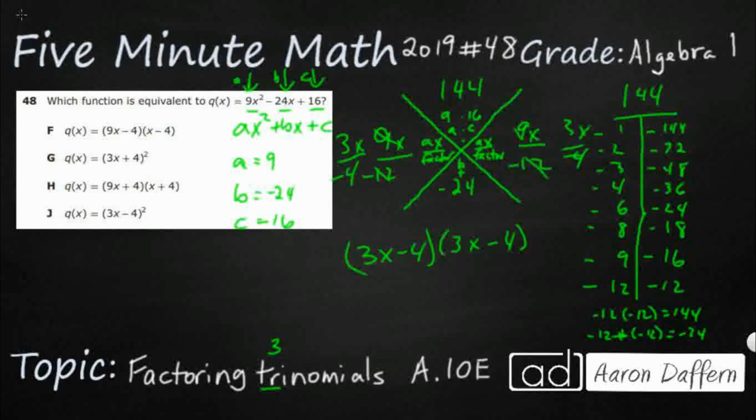And so really we could just say it's 3x minus 4 squared, right? Since I'm repeating that twice. We see g and j are both kind of similar, but obviously we need that minus 4 rather than a plus 4. So my answer is j.